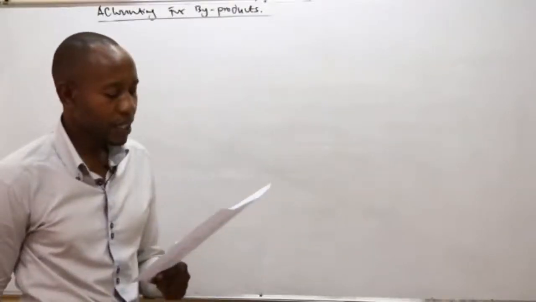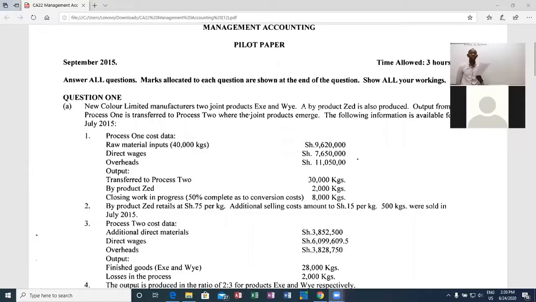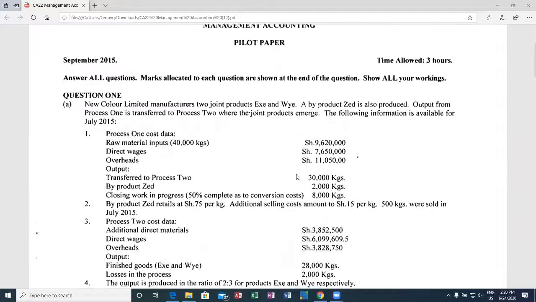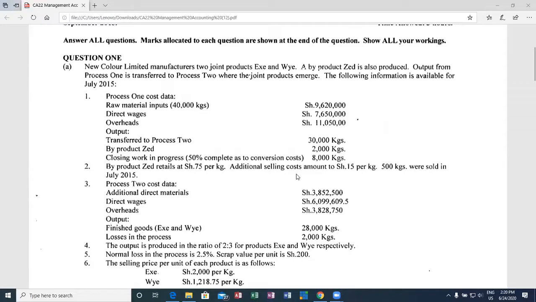Then we have direct wages at 7,650,000, overheads 11,050,000. Then we have the output from that process, which was transfers to process 2, 30,000 kilograms. Then we have byproduct Z, which emerged from that process, and that was 2,000 kilograms. Then the closing work in progress, 50% complete as to conversion cost, 8,000 kilograms.